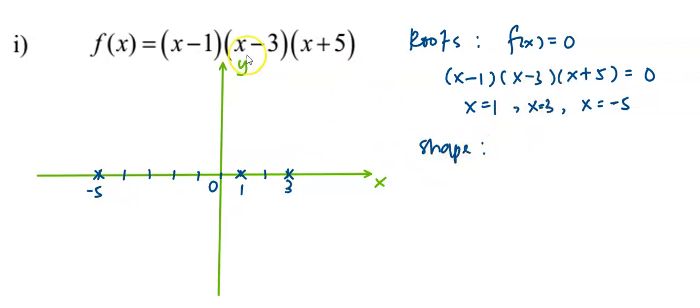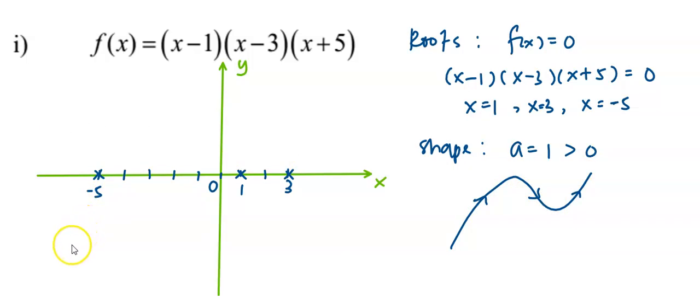To determine the shape of the graph, we will look at the sign of the value of a. When you expand the function, you can see that the coefficient of x cubed is 1. So when a is positive, equal to 1, you have the shape like this: up, down, up. So the graph will be in this form, going up through negative 5, and then at some point it goes down, reaching the maximum point, a local maximum, and then it goes down and then up again.